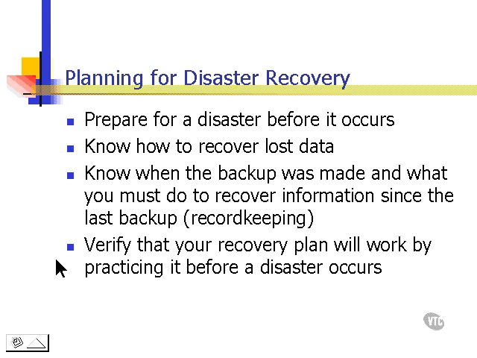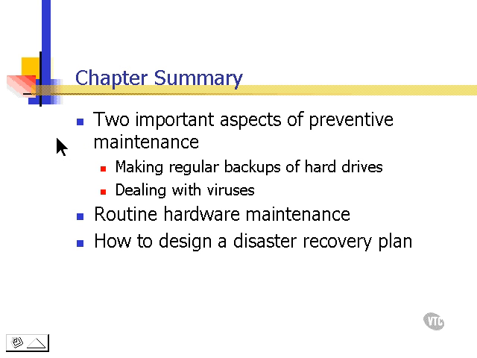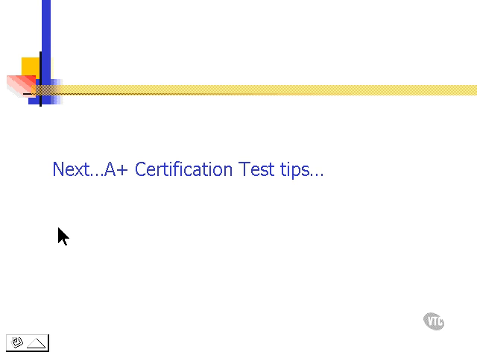So in summary, in this chapter, we talked about two important aspects of preventative maintenance: making regular backups and dealing with viruses. Then we talked about routine hardware maintenance, and then also how to design a disaster recovery plan. In our next section, we'll discuss some tips which will be especially important to those of you who are going to take the A+ certification test.